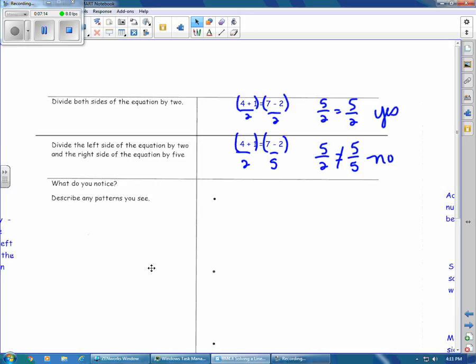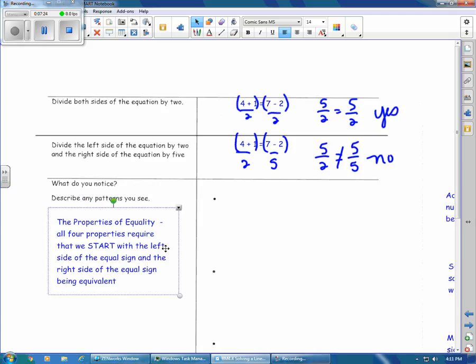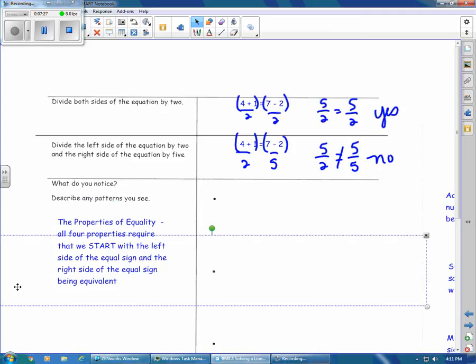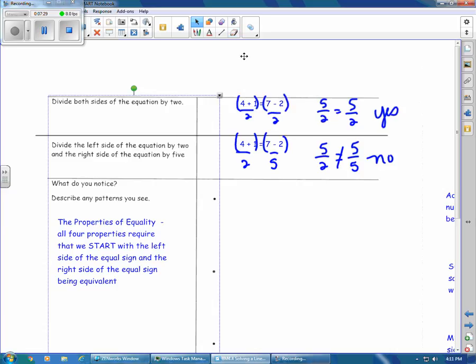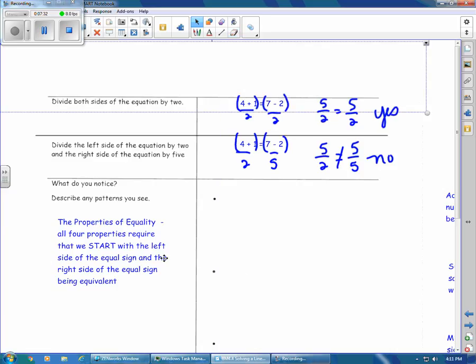Hopefully you notice that if you're doing the same thing to the left and the right side of the equation, you're going to keep the equation equal. This is called the properties of equality. There are 4 of them. All 4 properties of equality require that we start with the left side of the equal sign and the right side of the equal sign being equivalent. So if the equation was not true to begin with, we couldn't have added or subtracted those numbers to either side of the equal sign and maintained their equality.